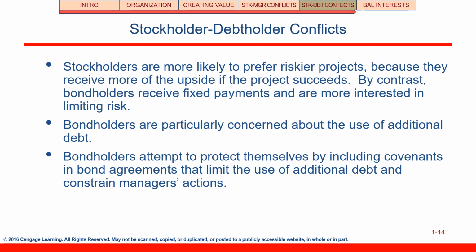Okay, so bondholders are particularly concerned about the use of additional debt. Bondholders attempt to protect themselves by including covenants in bond agreements that limit the use of additional debt and constrain manager actions. And take note, on the part of the debt holders or bondholders, they know that this corporation has limited liability. So they can only claim up to the extent of the assets of the corporation.